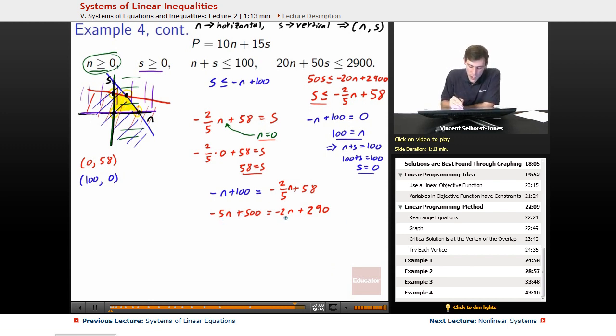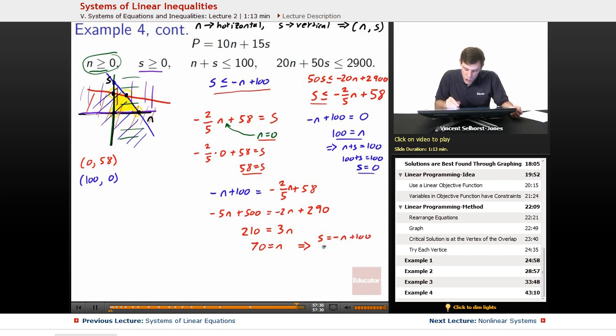We subtract 290 from both sides, and 500 minus 290 gets us 210. We add 5N to both sides. That gets us 3N equals 210, so dividing by 3, sorry, not 80, but 70 equals N. We use that to figure out how many superfines that would bring us. By our lot equation, S is less than or equal to -N plus 100, we want to be on the line, so S equals -N plus 100, so S equals -70 plus 100, or S equals 30.